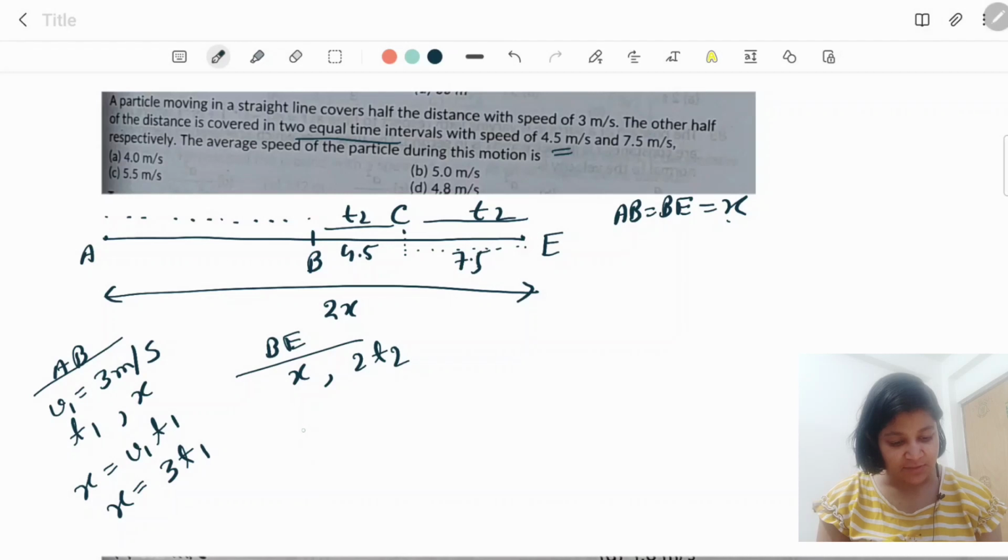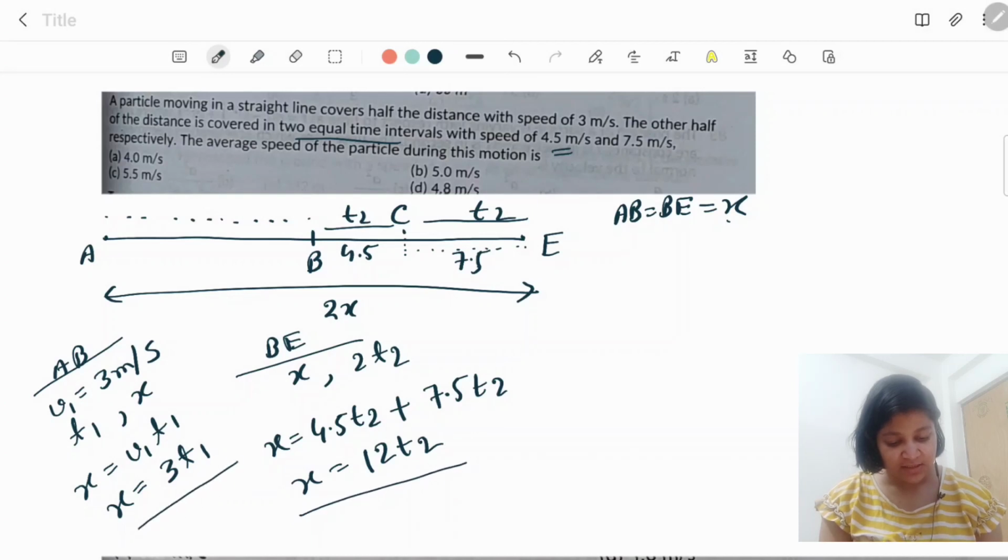He travels with a speed of 4.5 meter per second. So in the first half of the time, he travels a distance which is the velocity multiplied by time. In the second half interval, he travels with a speed of 7.5 meter per second multiplied by t2. So this is the distance traveled, and this distance is the same as that of BE, or equal to x. So x becomes equal to 12 t2. So now we have two relations connecting x, t1 and t2.